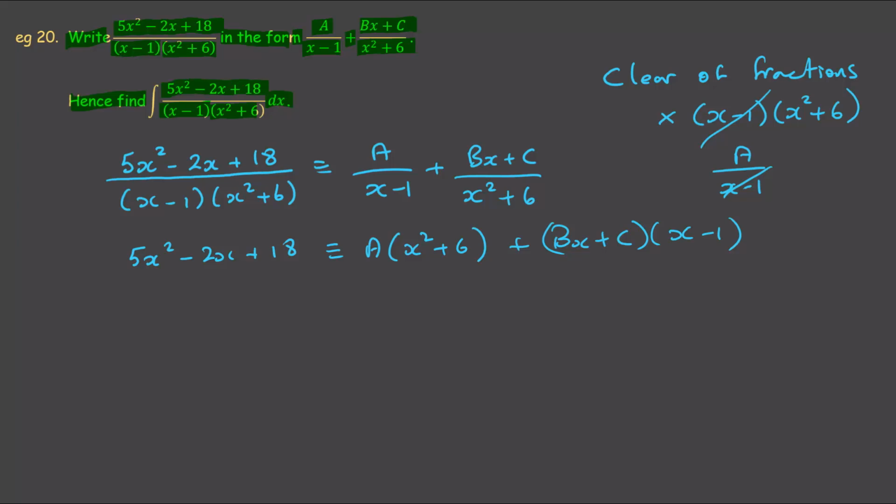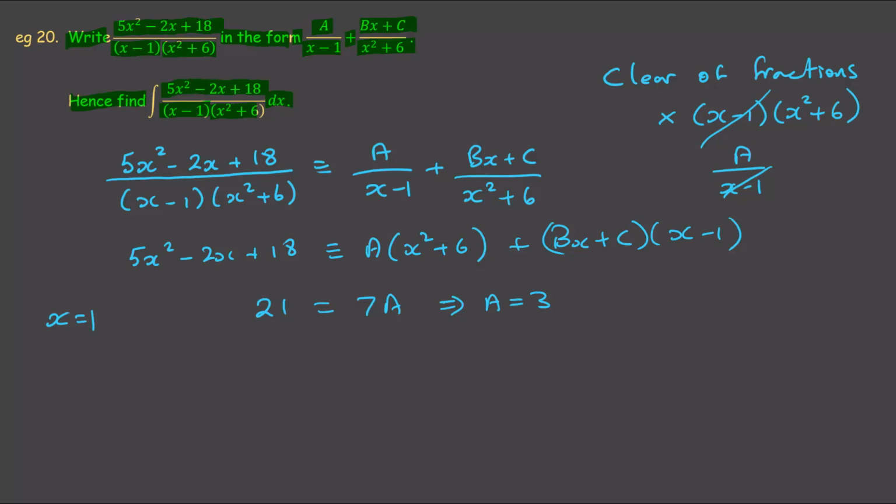Now, we can find a by using x = 1. That would give us 5 plus 18, which is 23, take away 2, which is 21. And then the first term would give us 1 plus 6, 7. 7a tells me that a is equal to 3. Note that x = 1 would make the whole of this term 0.